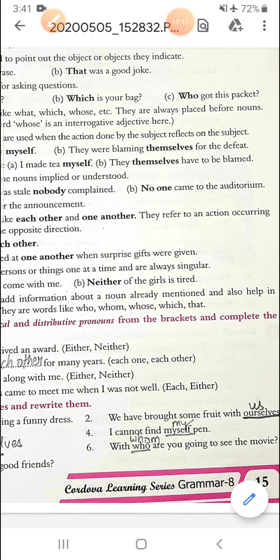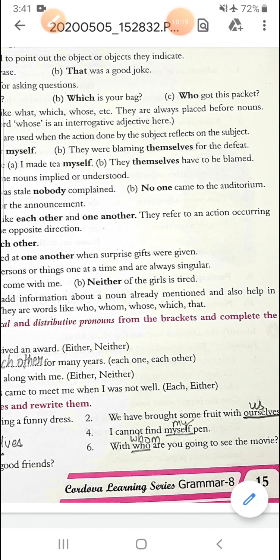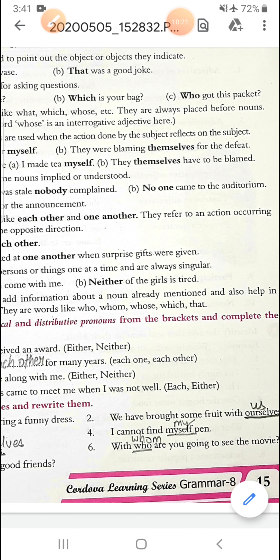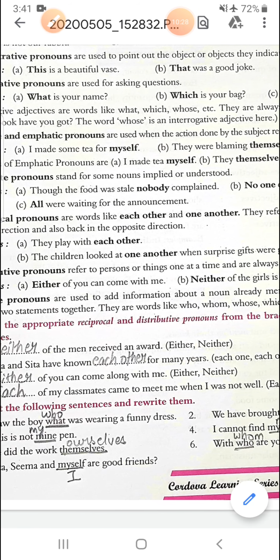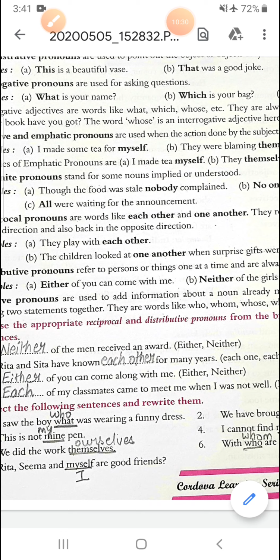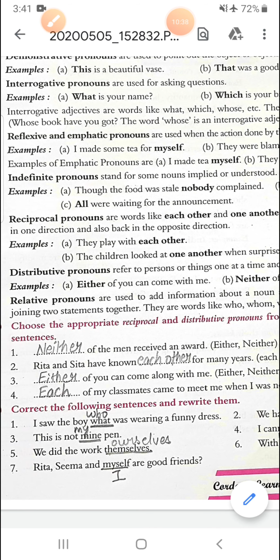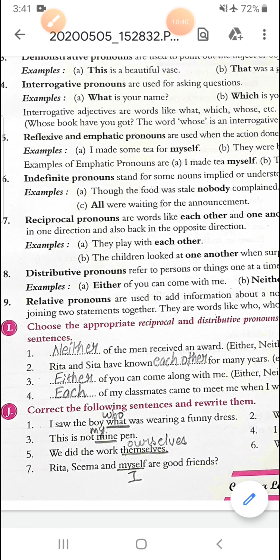You can see this B1. No one came to the auditorium. So in place of taking every individual's name, I can just say no one came to the auditorium. Then all were waiting for the announcement. Again, in place of taking everybody's name, I can simply say all. All were waiting for the announcement. Understood? Then seventh is reciprocal pronouns.